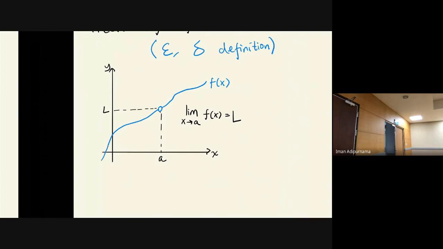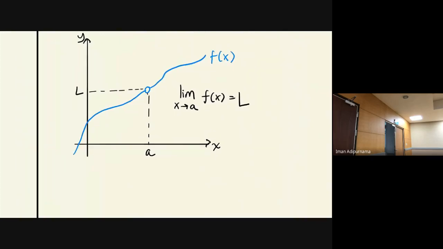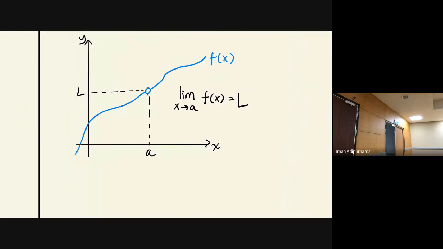But actually, how close? Because limit means we are getting closer, closer, closer, right? But how close? That number, how close we are to the limit, is what we call the precise definition. That's why we call it precise. So we need to know how close we are to the limit, and we need to find the relations.